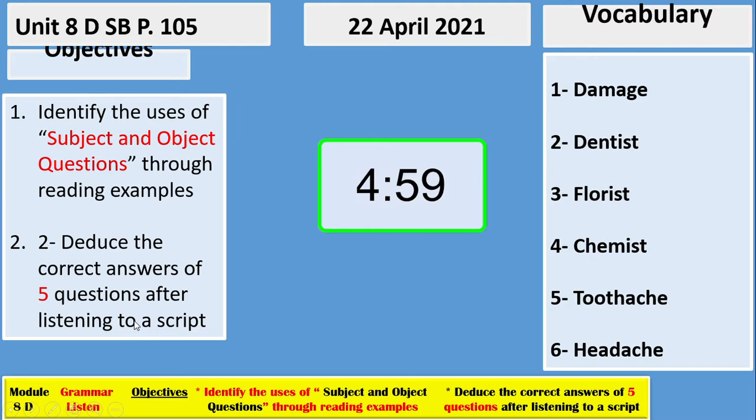Okay, now let us start. Today, inshallah, we are going to study Unit 8, Student Book page 105. So open your Student Book as fast as you can. Our objectives for today. By the end of this lesson, the student will be able to identify the use of subject and object question through reading examples, to deduce the correct answer for 5 questions after listening to a script.